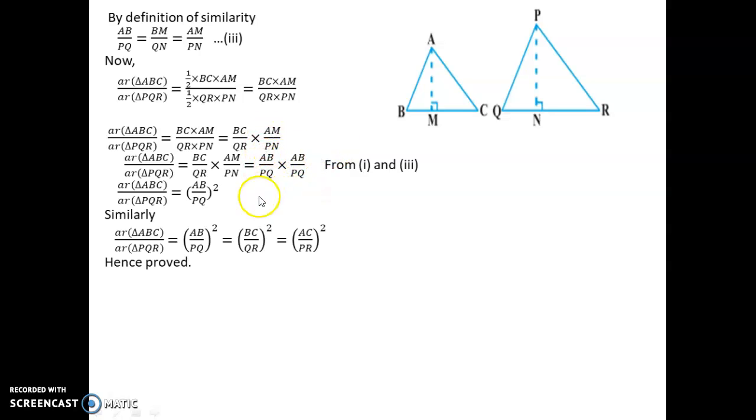Similarly, we can prove it. As AB by PQ is equal, by the definition of similarity, to BC by QR, I can replace it. Similarly, BC by QR can be replaced by AC by PR. Hence, we have shown that the ratio of the areas of similar triangles is equal to the square of the ratio of their corresponding sides.